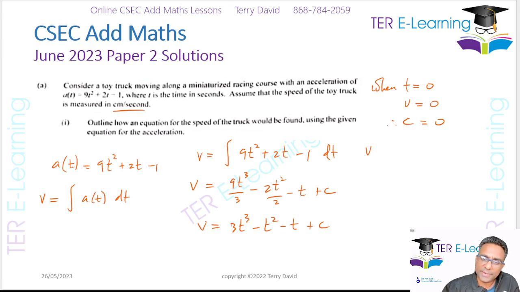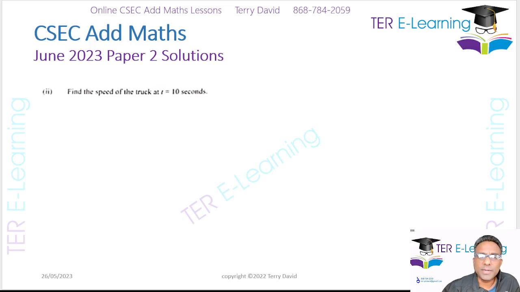So this here is what I'm going to use as my equation for my velocity moving forward, if they ask me to do anything with it. There should have been a plus here. So it's 3t cubed plus t squared minus t. So that's part 1. They want to know the speed of the truck when t is equal to 10 seconds.